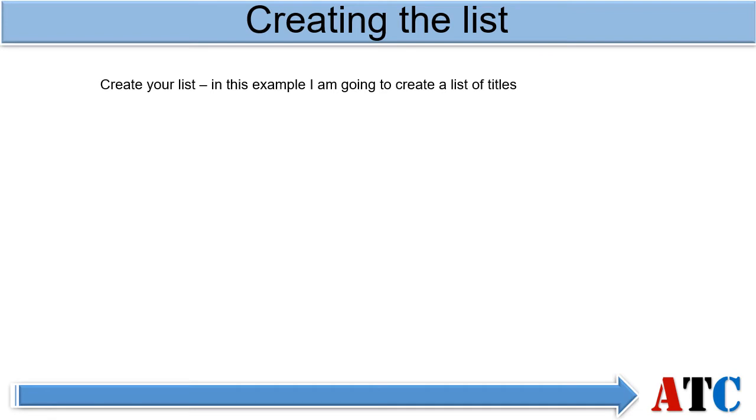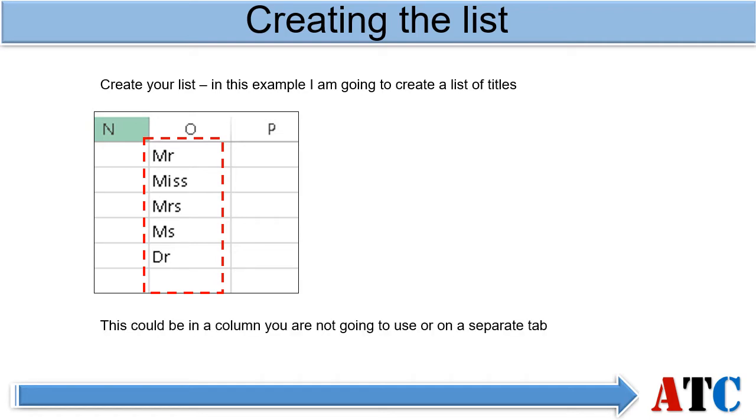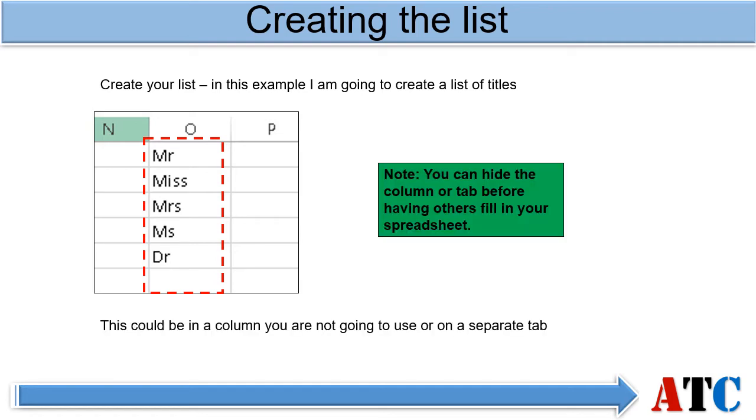First, we need to create our list. In this example, I am going to create a list of titles that I want to appear in the drop-down list. You can put this in a column that you're not going to use, or you can put it on a separate tab.